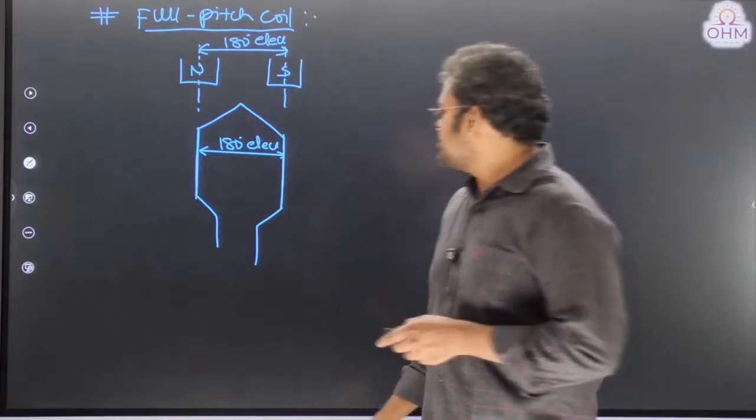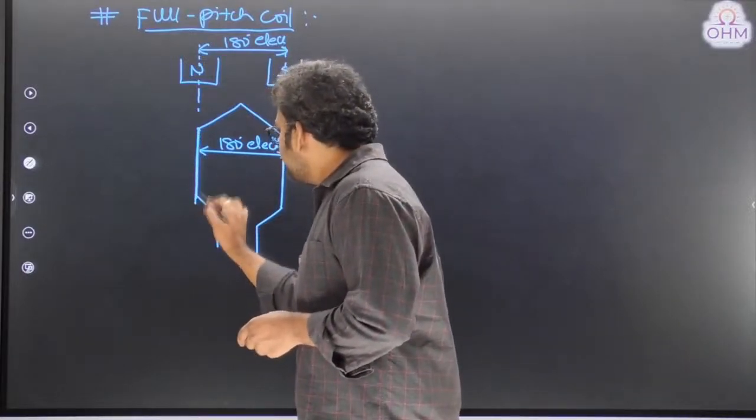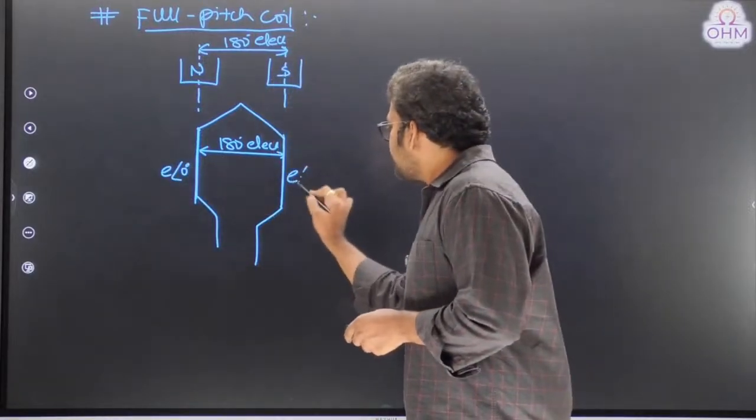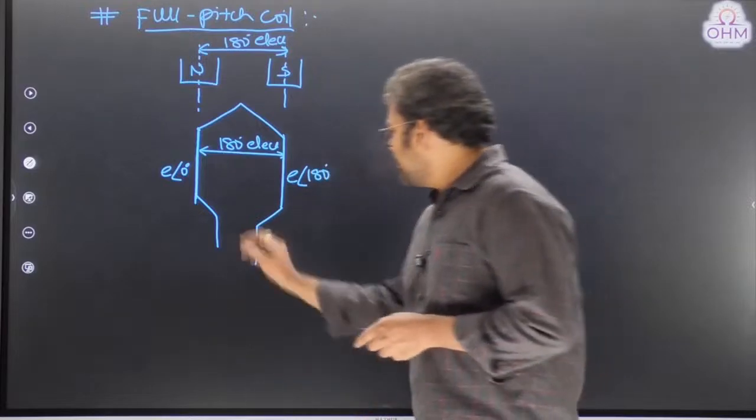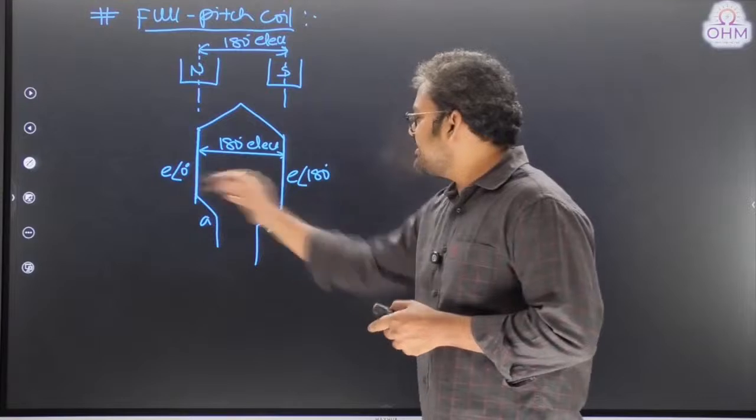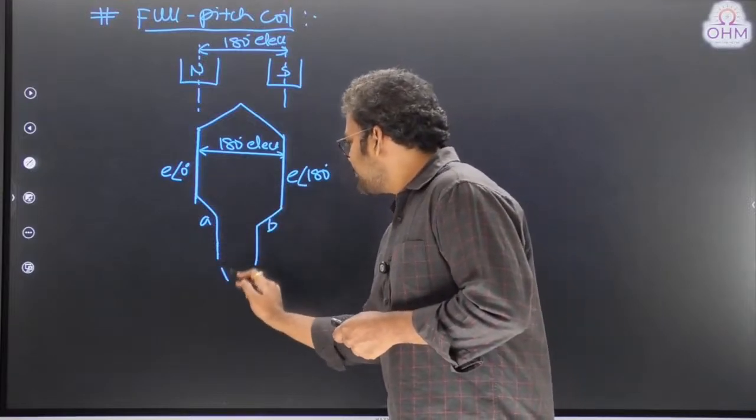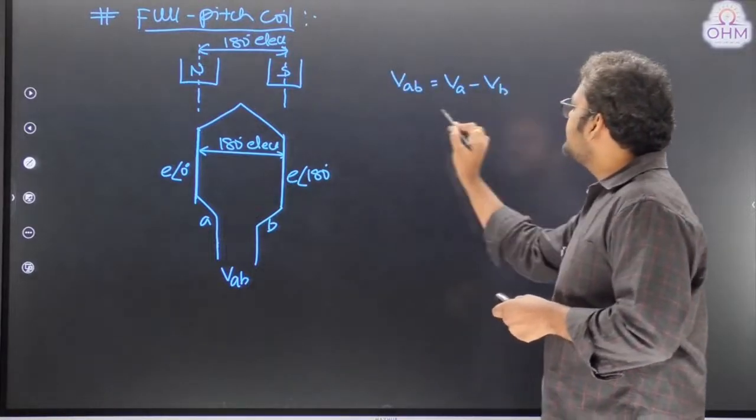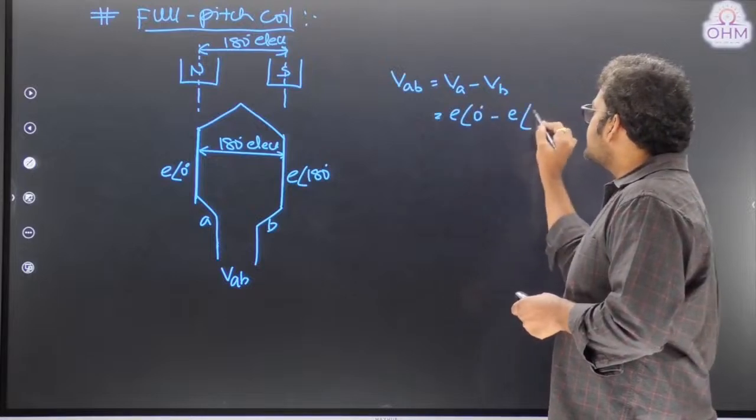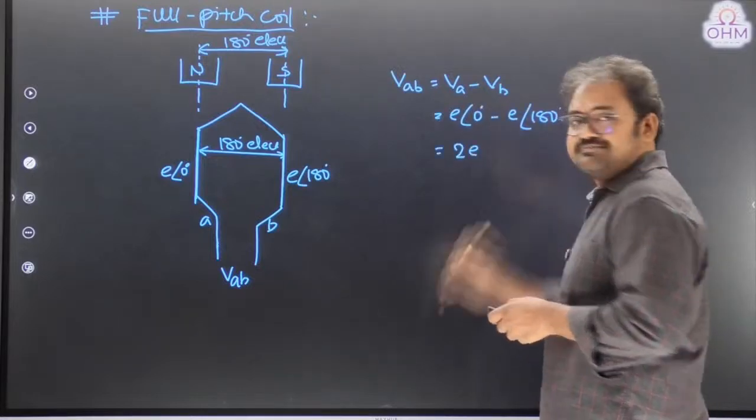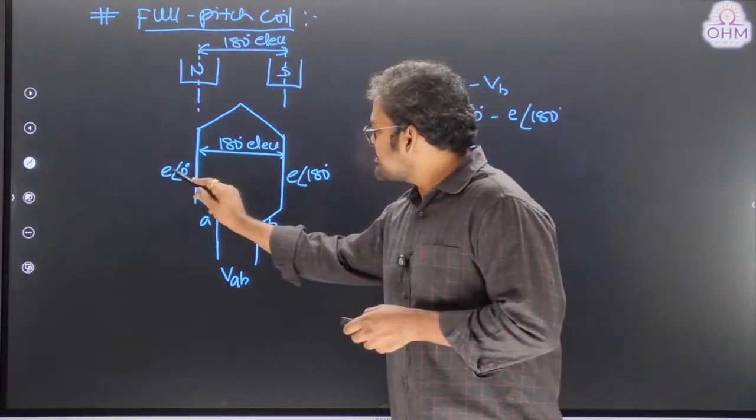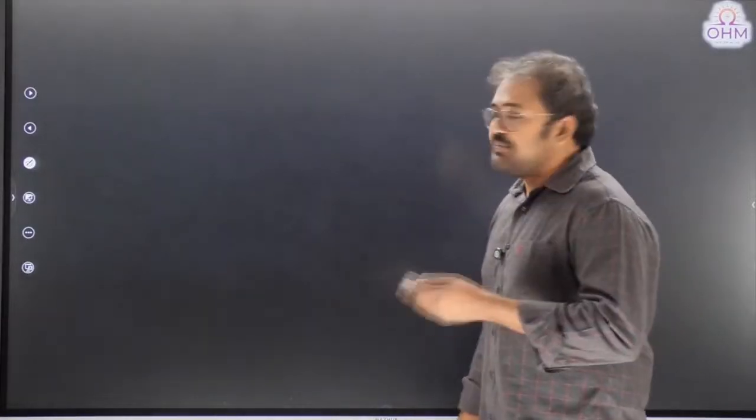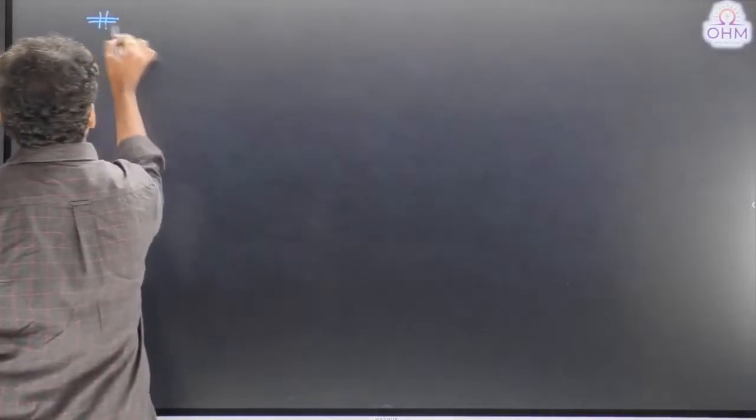The advantage with a full pitch coil is, suppose this side has a voltage E at an angle 0, this side voltage will be exactly 180 degrees away. Let us say this is conductor A, this is conductor B, or side A, side B. Now what is the total coil voltage VAB? VAB is nothing but VA minus VB, that is E at an angle 0 minus E at an angle 180. This will be equal to 2E. So it looks like an algebraic summation, E plus E, equal to 2E. That is a full pitch coil. But a short pitch coil is different. What is a short pitch coil?